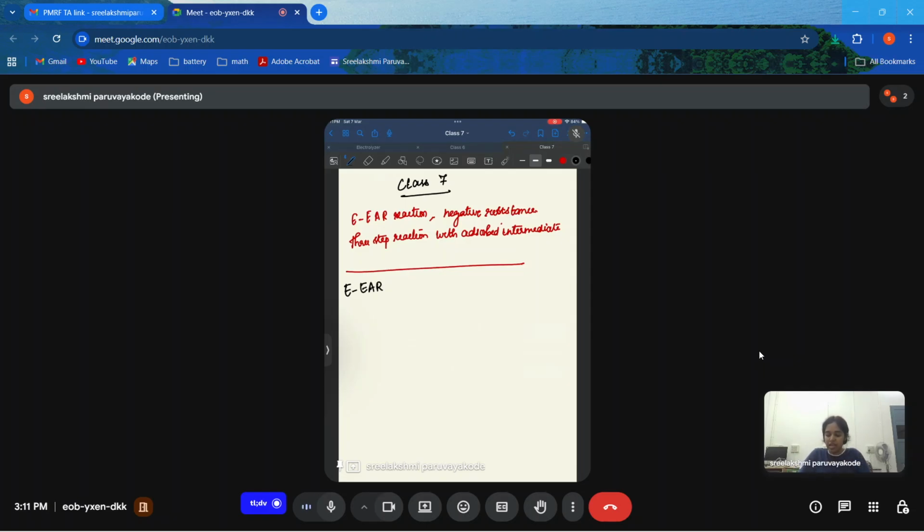So what is EEAR? E here corresponds to electron transfer reaction. Then EAR corresponds to electron adsorption reaction. So it has an electron transfer as well as an adsorption reaction which is happening.